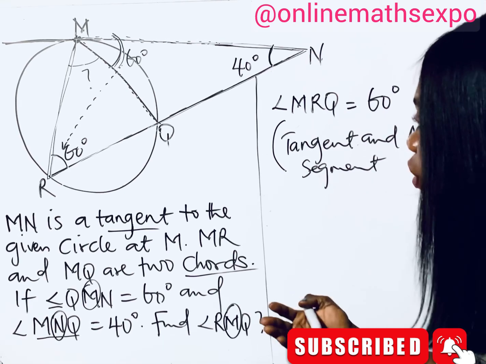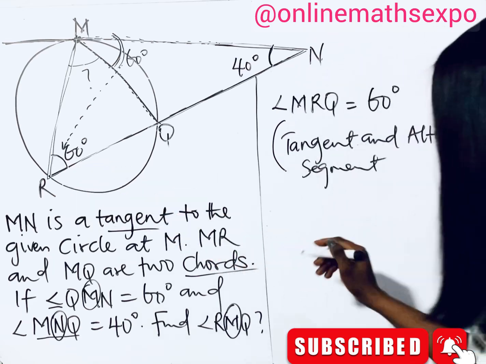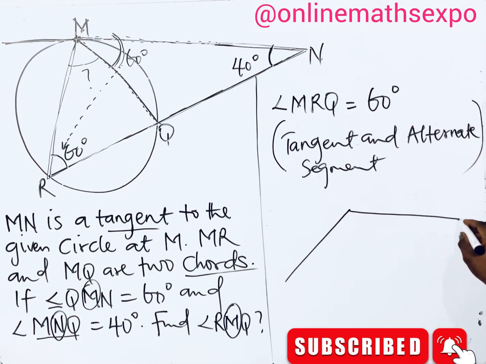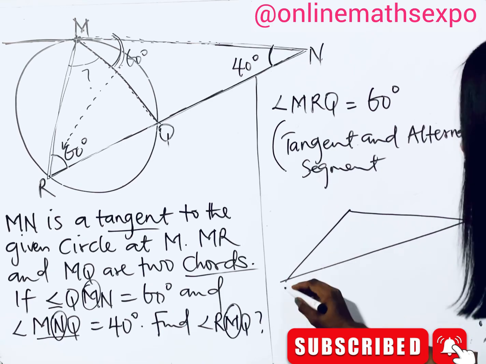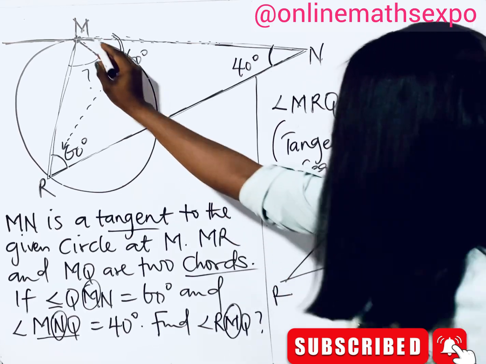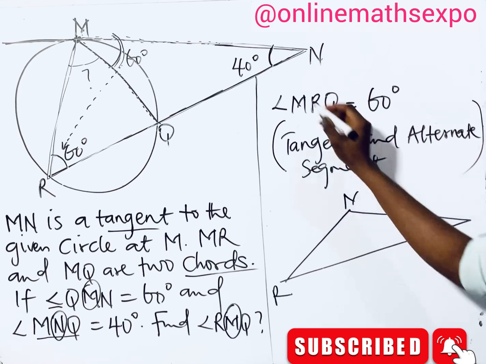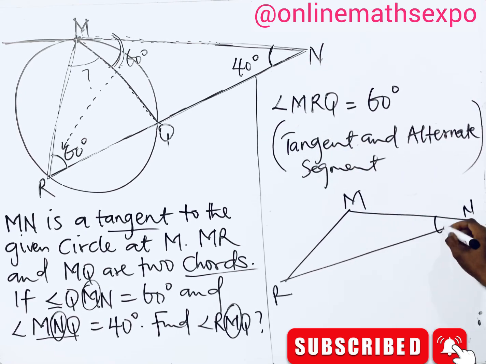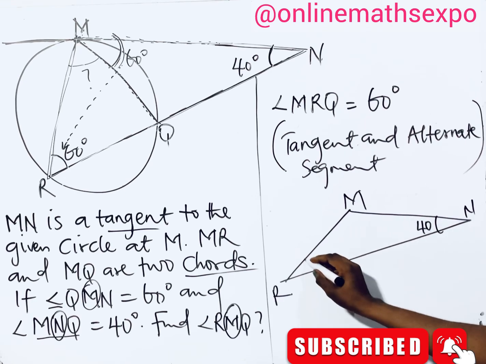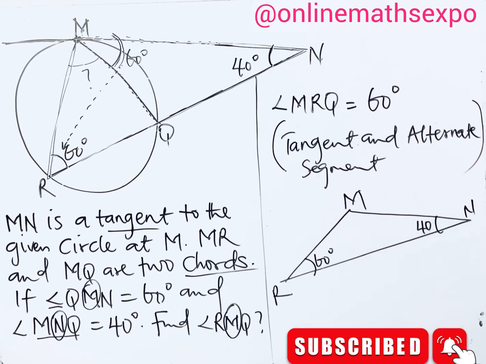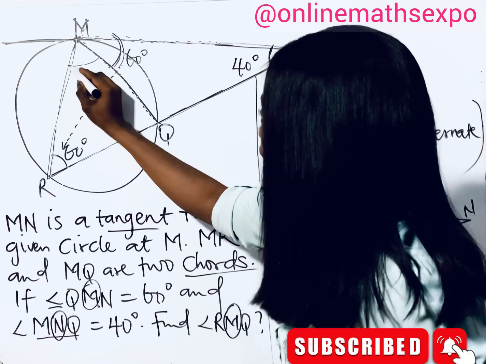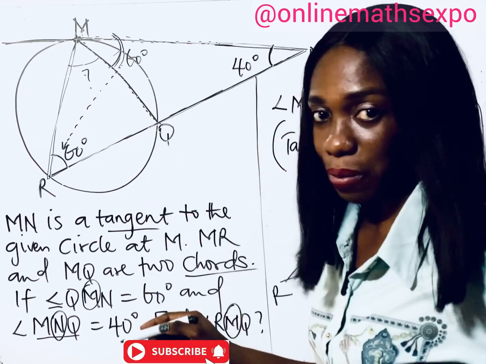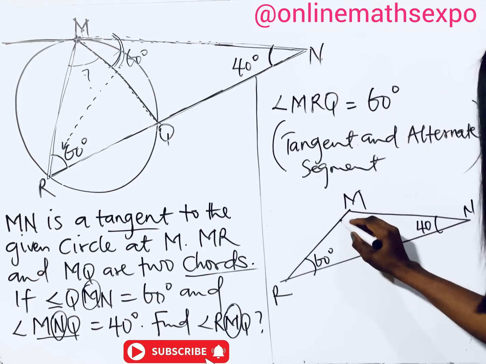Okay, what else do we need? We have gotten this. So let's bring that big diagram out. See what we have there. This angle here, this is R. Here is M. And here is N. Okay, so here is already 40. This angle here, we've gotten it as 60. Now, the total angle at M, if we can get it, it will help us to get this tiny one. So let's get the total angle at M.